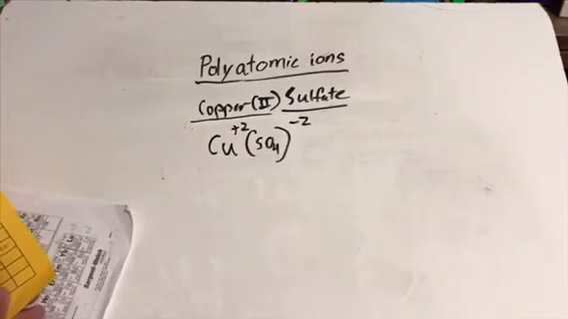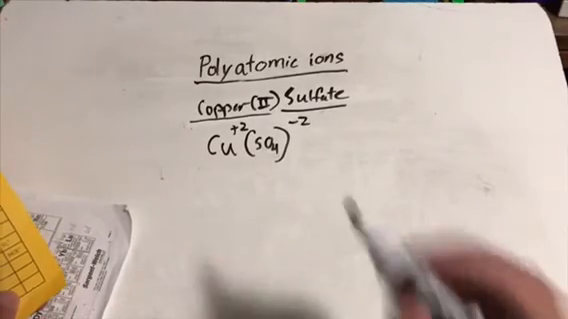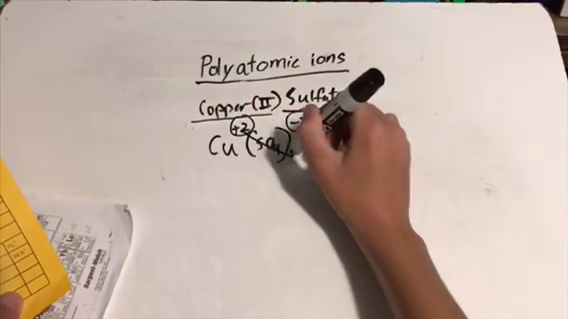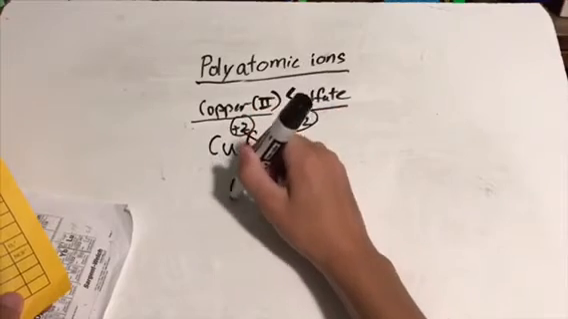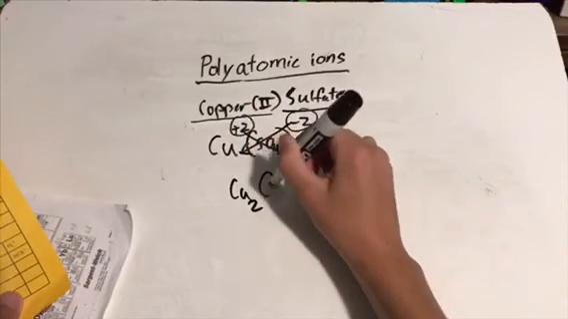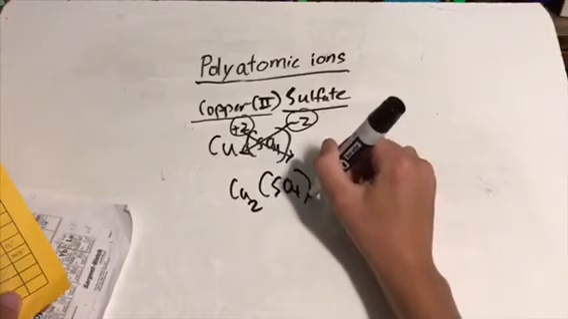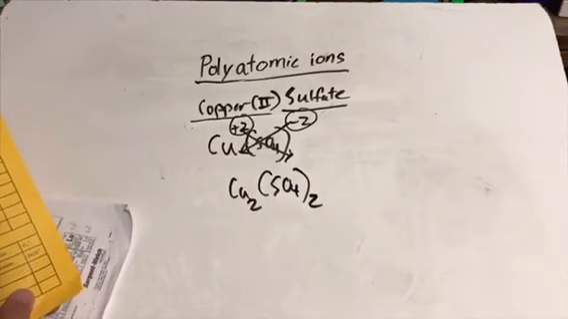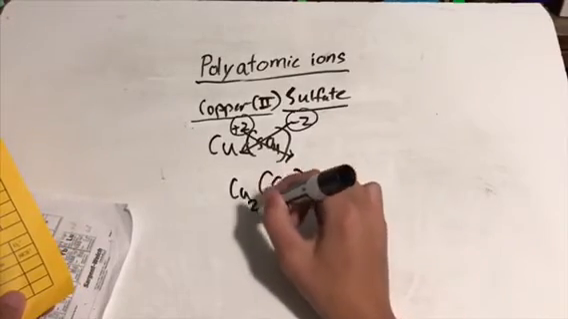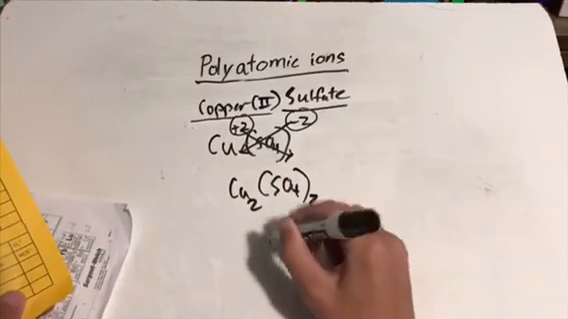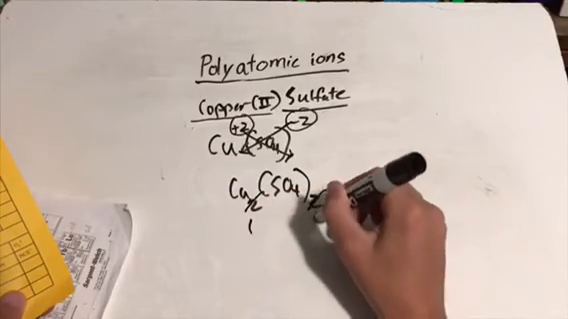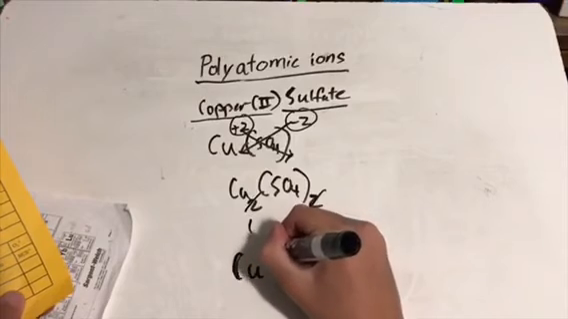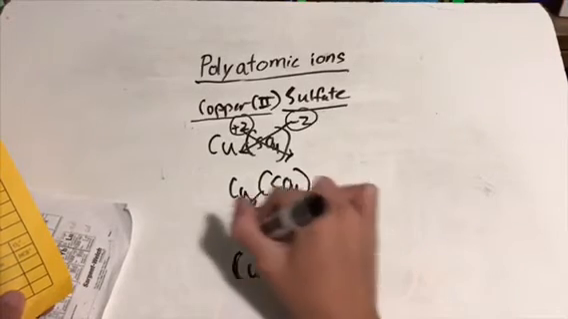Then, similar to ionic compounds, you do the crisscross method. Cu2 SO4 2. Then you can cancel out with polyatomic ions. You can reduce these subscripts. 2 and 2 reduce to 1 and 1. So the formula is CuSO4.